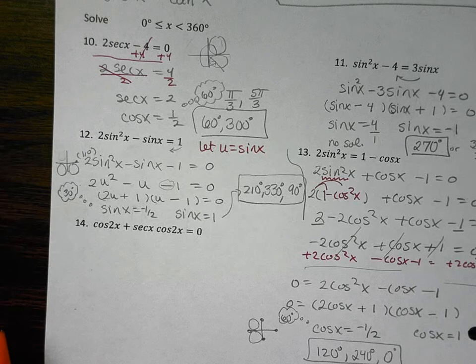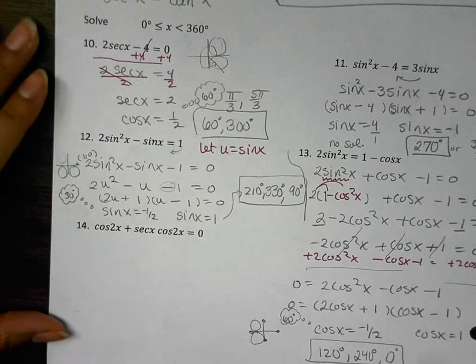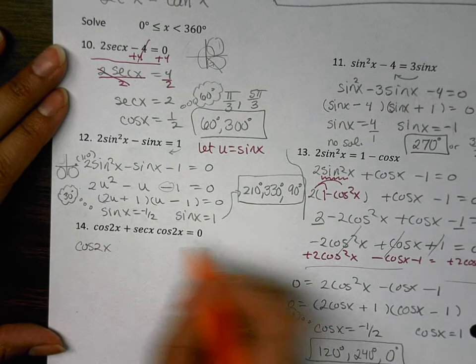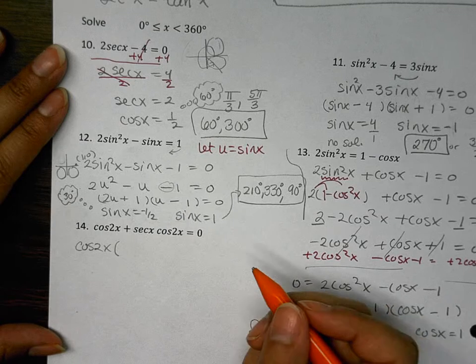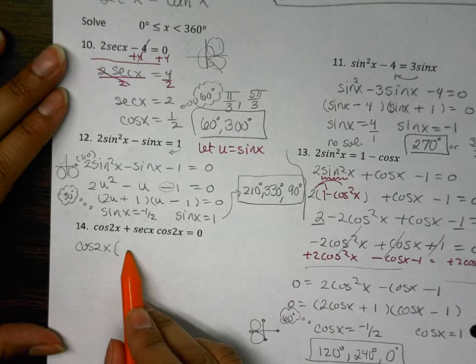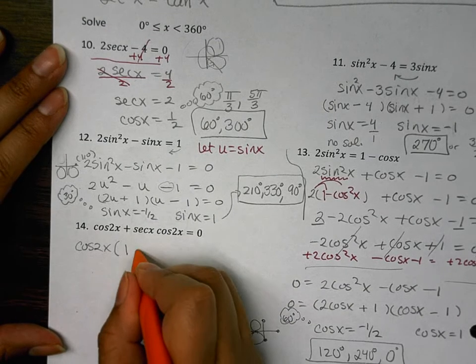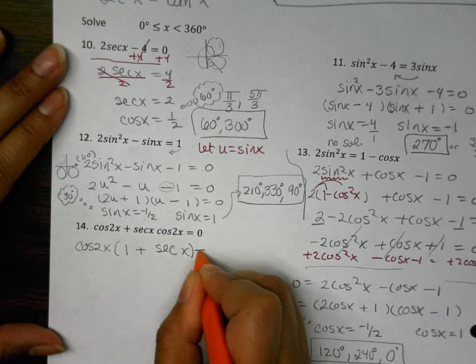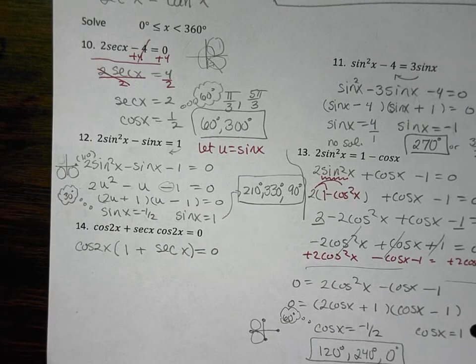Cosine 2x plus secant cosine 2x equals 0. Suggestions? GCF, what comes out? Cosine 2x, parentheses, what's left here? 1 plus secant x equals 0. Agree or disagree?